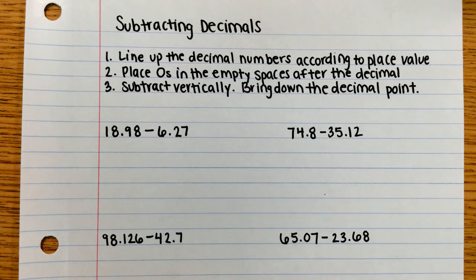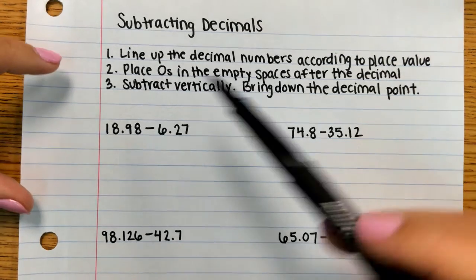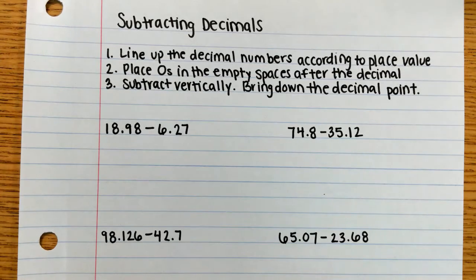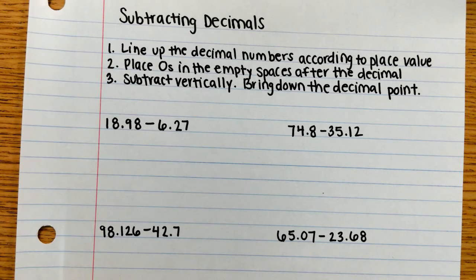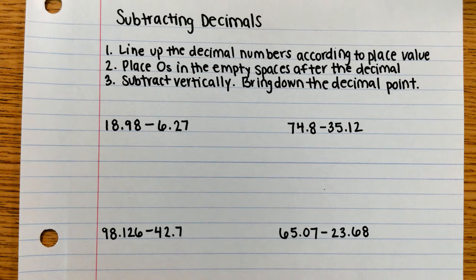Subtracting decimals. There are 3 steps in order to subtract decimals. The first one is to line up the decimal numbers according to place values: your ones place, your tenths, hundredths, thousands, and so forth. They should all be stacked on top of each other.